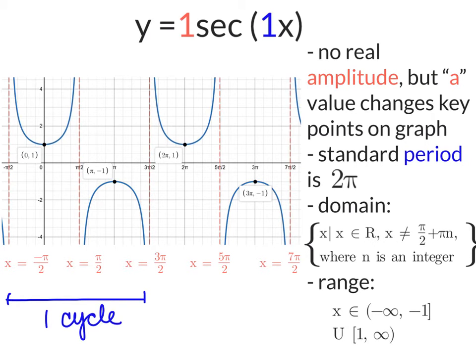And that a value, if you change it from 1, it changes in the same way that it did for cosecant. So if this changed to 3, each of these points right here would move up to 3, and each of these would move down to negative 3. Like I said, just like cosecant. The period here is also 2 pi, just like cosecant and sine and cosine.